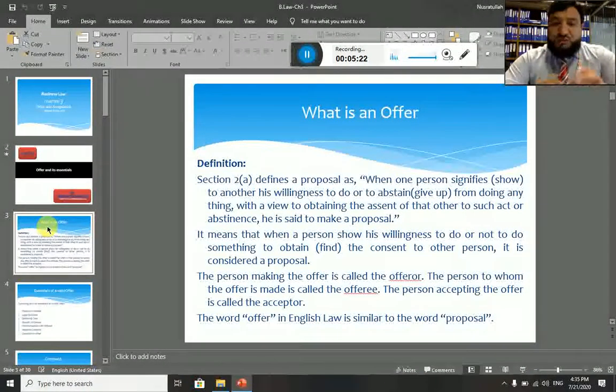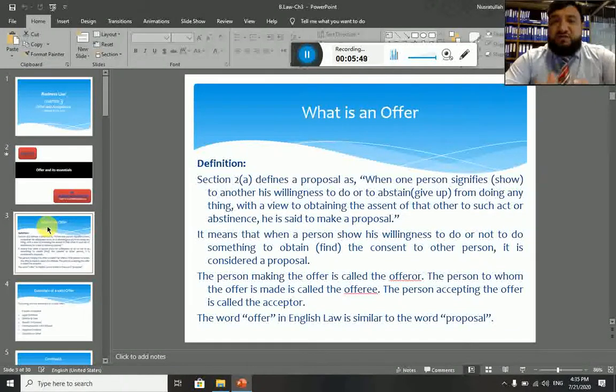So when there is an offer, there are two parties. The first party is called offerer. The second party is called offeree. The person who makes an offer is called offerer. The person to whom the offer is made is called offeree, or the person who will be accepting the offer, or the person who may reject the offer is called offeree.